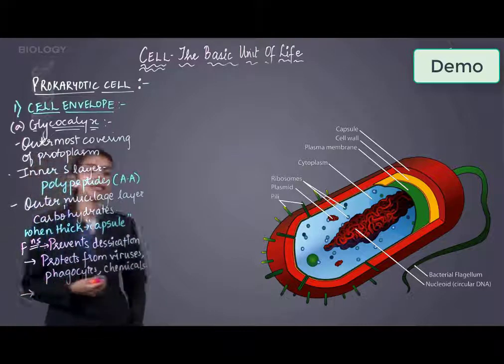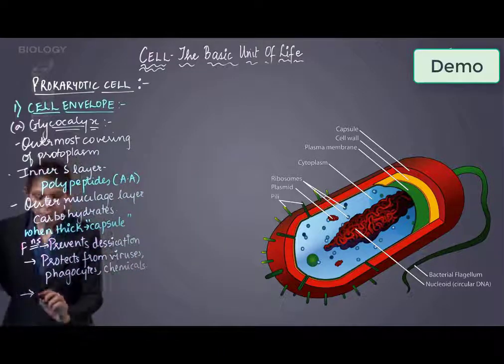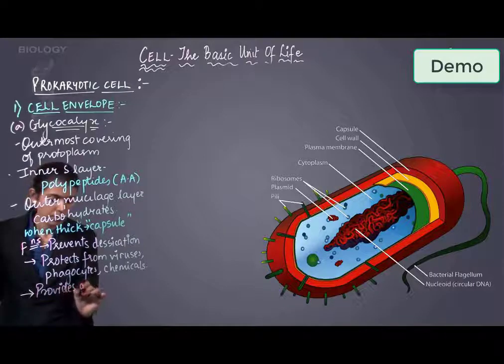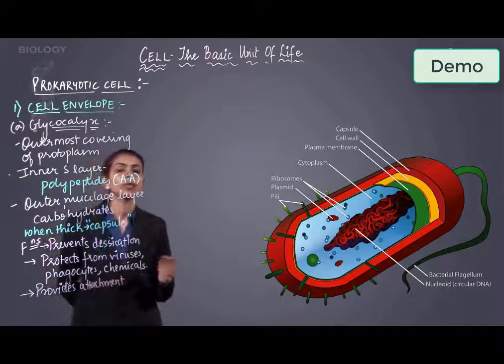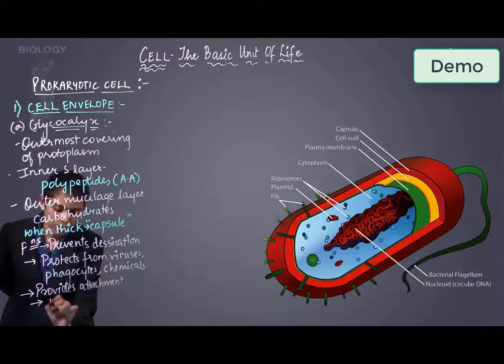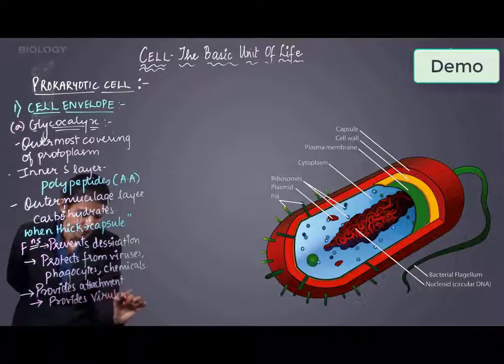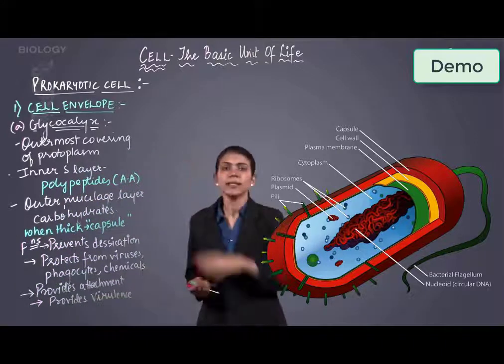Third function is that it serves as a site of attachment. And the last function of the glycocalyx layer is that it provides virulence to the bacterial cell. So it is the layer which is responsible for virulence. So this was the outermost layer in the cell envelope.